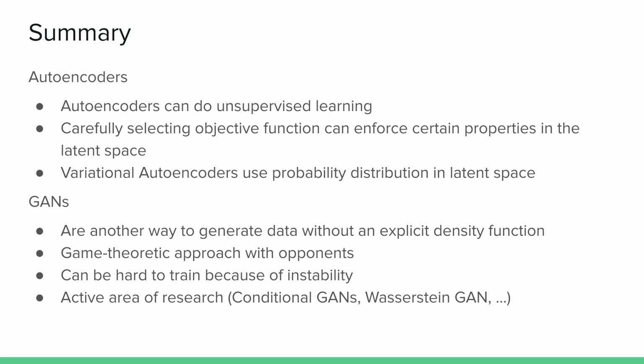And then we saw generative adversarial networks that are another way to generate new data by having this game theoretical idea of two opponents, where we have the generator and the discriminator, and they're playing against each other. And it's a very active area of research, and we're seeing some new things coming up every year, probably even every month, like conditional GANs, Wasserstein GANs. So there are lots of new things that will come in the future. So keep looking out for these exciting new research areas.